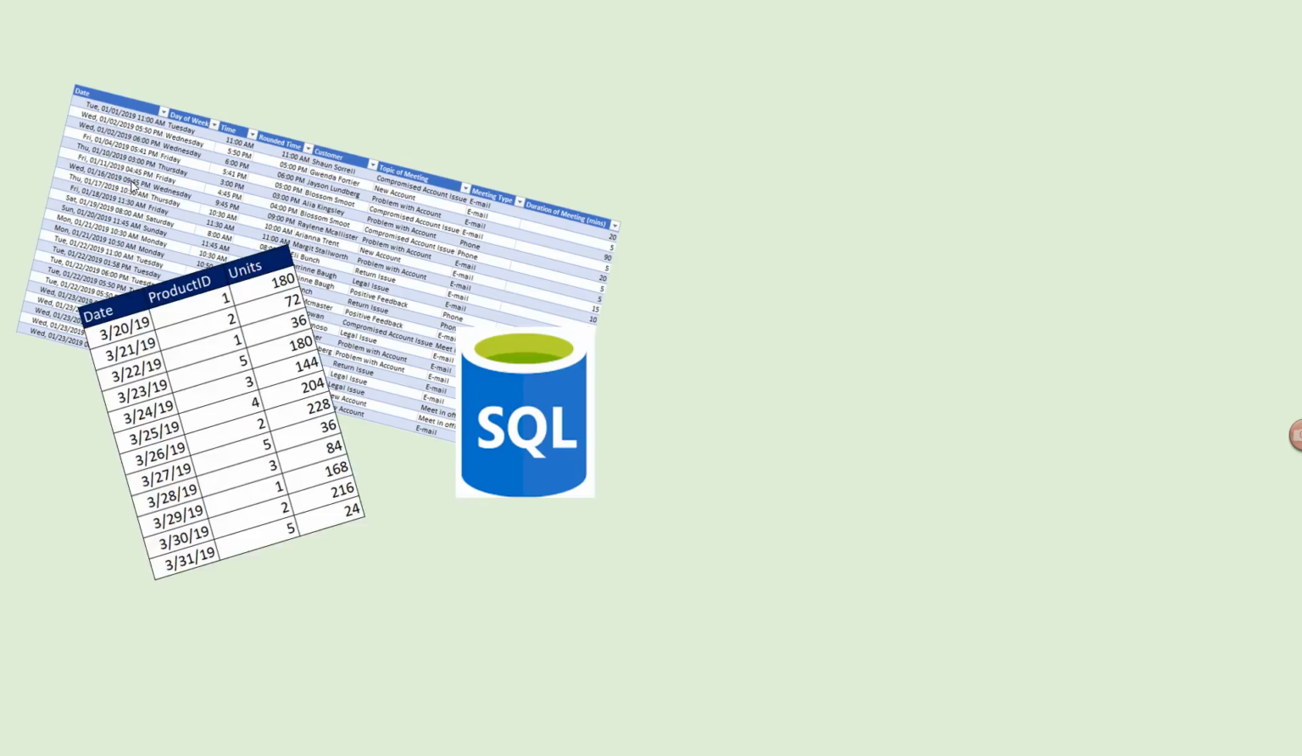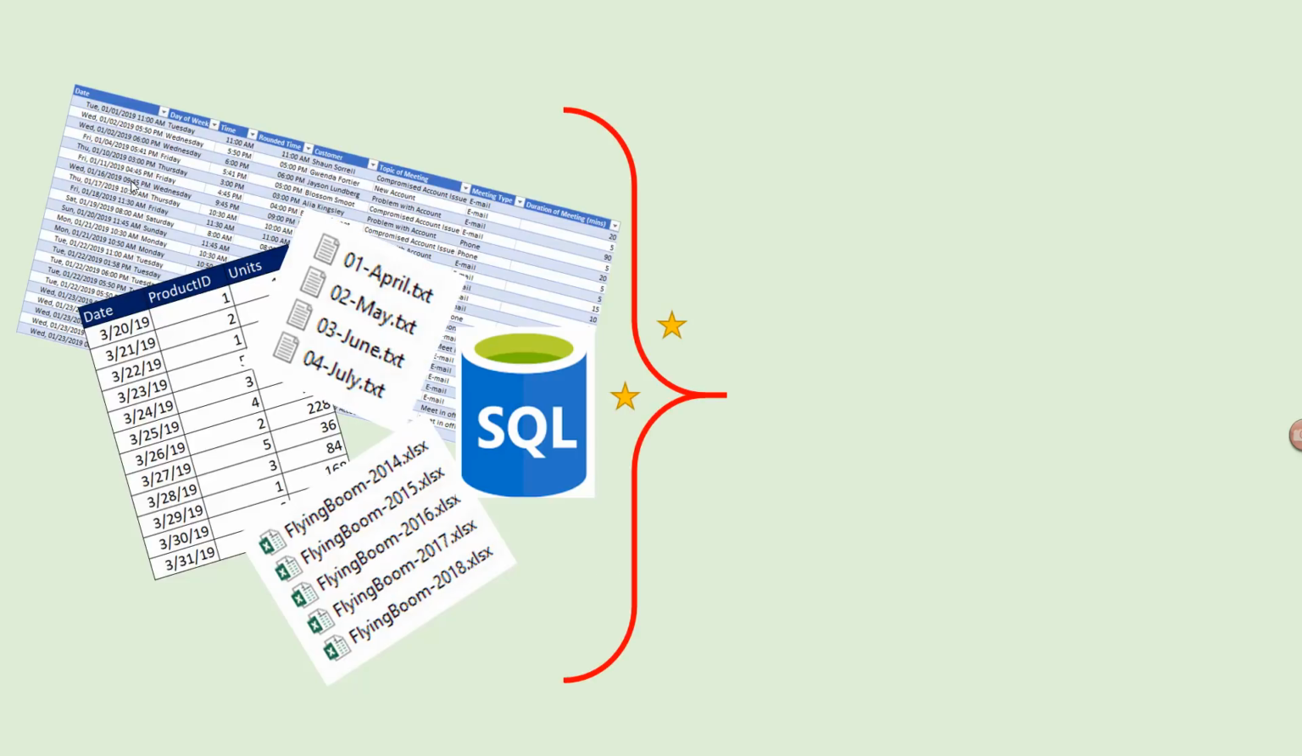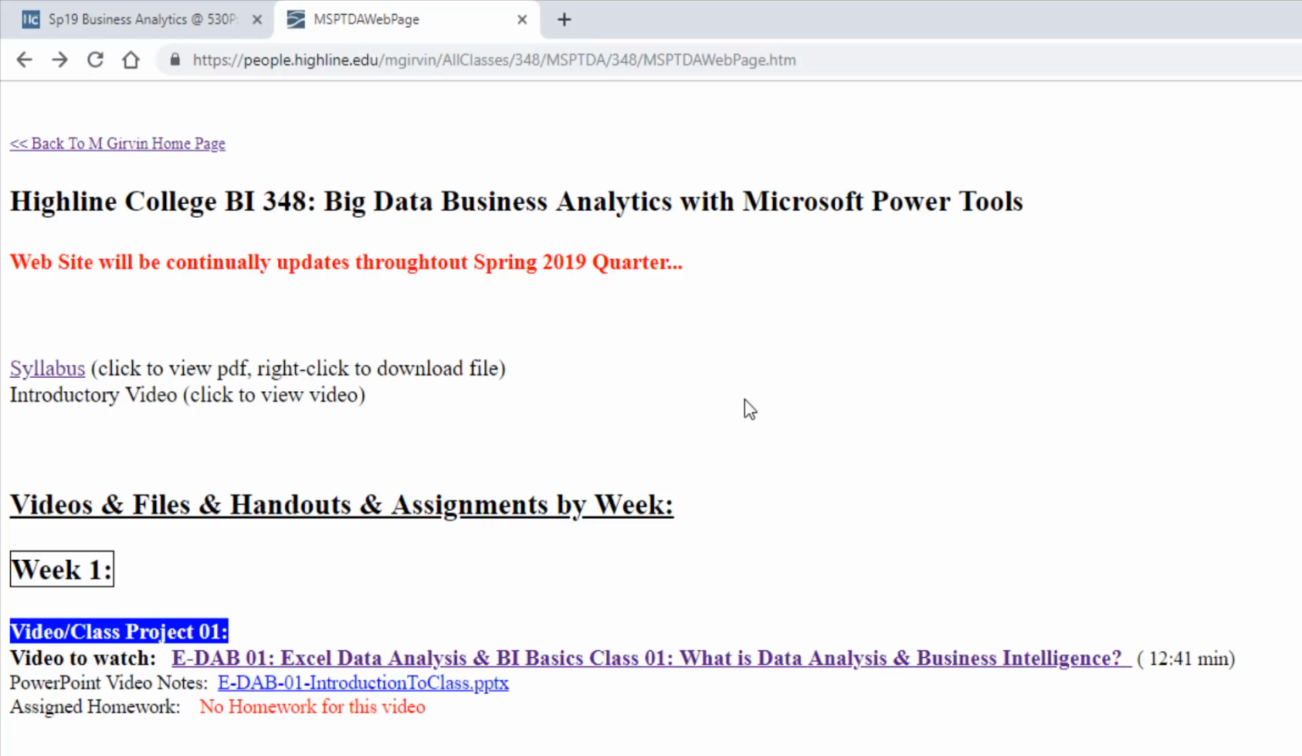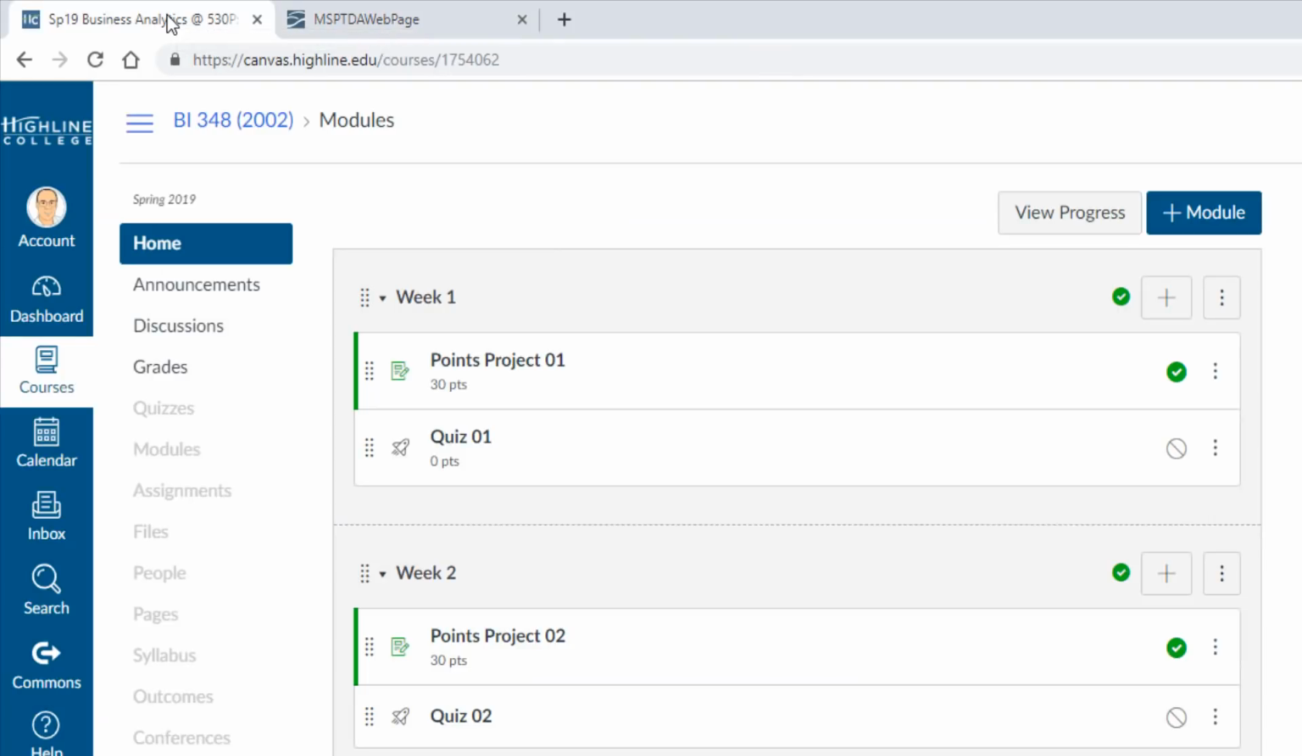This is the class where we take all of our data and with a little Microsoft magic, we'll create useful information. Now, those of you who are enrolled in the class received an introductory letter. In this video, I want to talk about our People website and the Canvas website. Those are the two websites we're going to use.